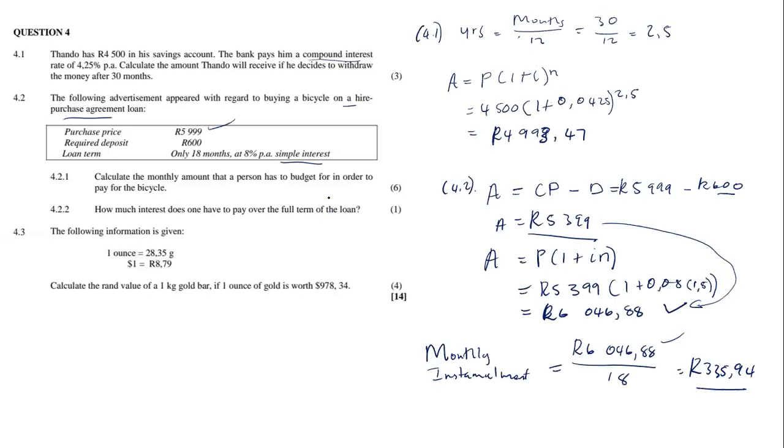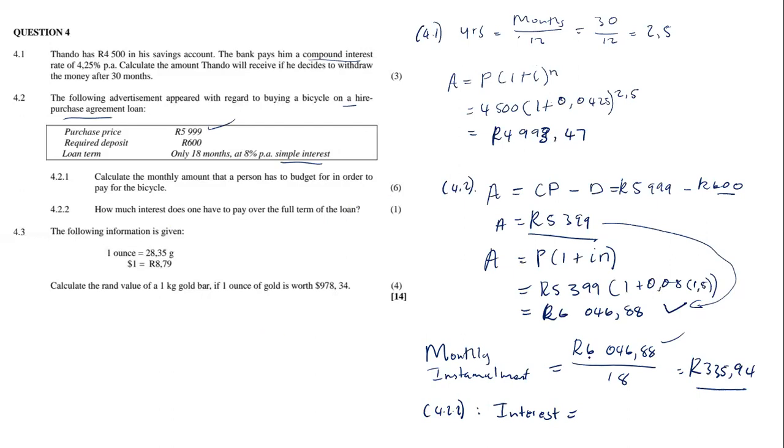Now, 4.2.2 says, how much interest does one have to pay over the full term of the loan? Over the full term of the loan, that means we want to know the interest. So to get the interest, for 4.2.2, we're going to say the interest is equal to how much?